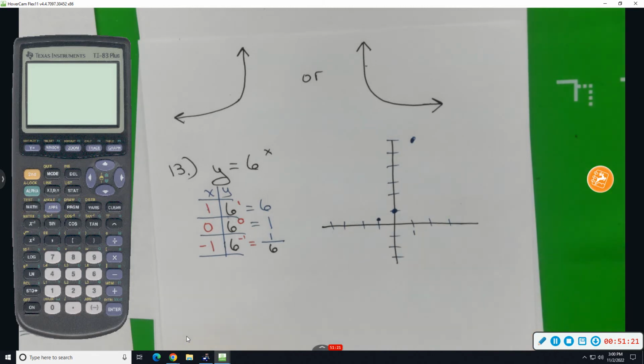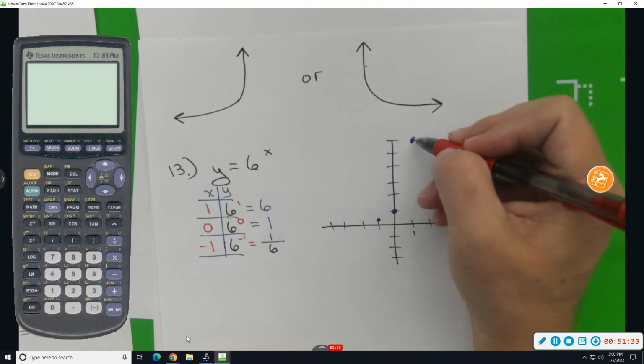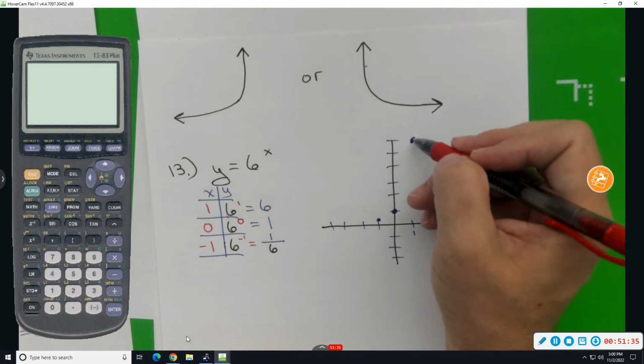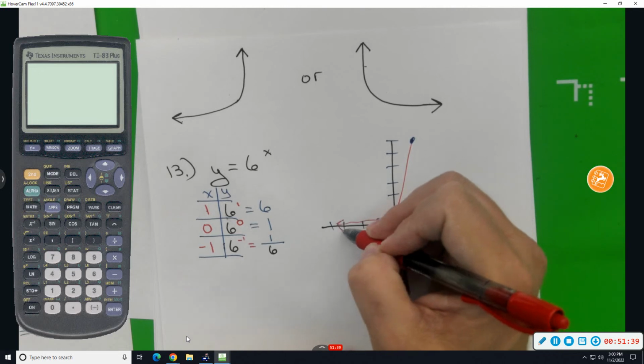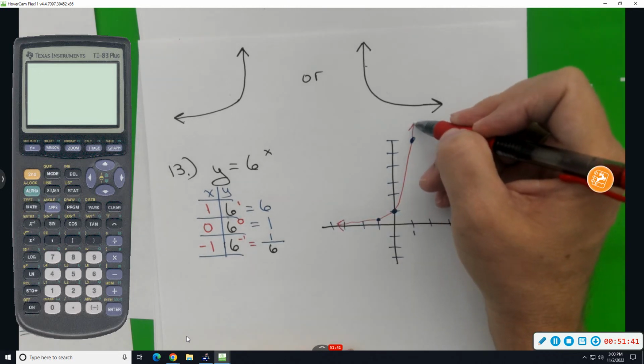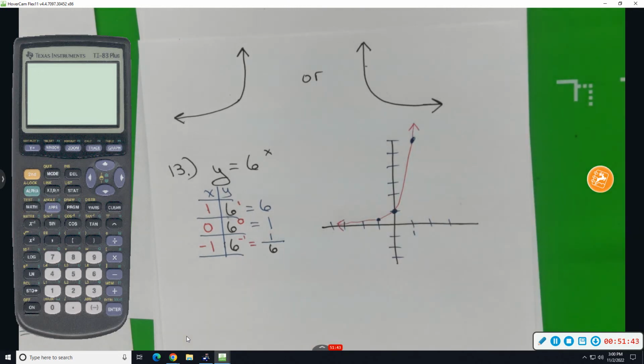I think I can tell right now which side's going to be the real steep side, the left side or the right side. The right side, that's the side that's pulling away from the x-axis. There's my graph. So it looks like that 2 to the x that we graphed earlier.